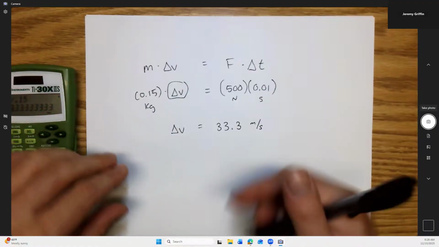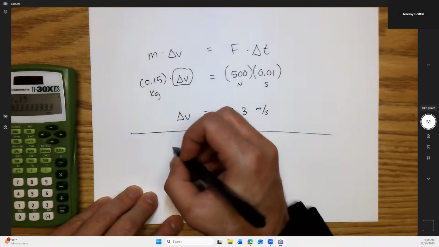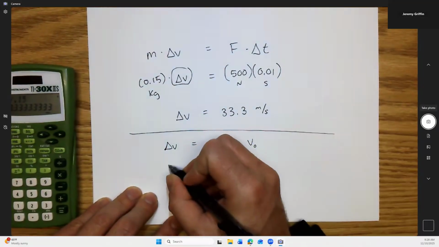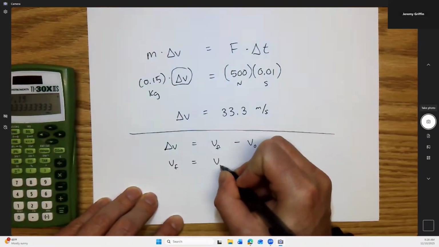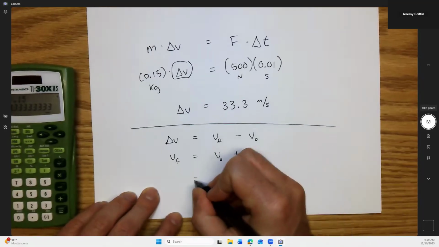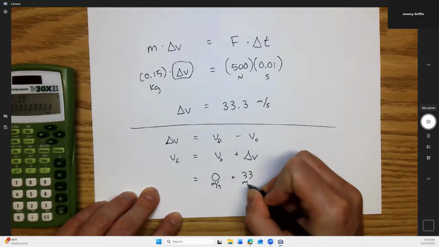Now there's one last detail, which is the fact that it all started on a tee. Guys, can you say delta V is V final minus V initial? Or you can say this: V final is V initial plus delta V. Final is the initial plus the change. And in fact, it started at rest, so the final velocity is around plus 33.